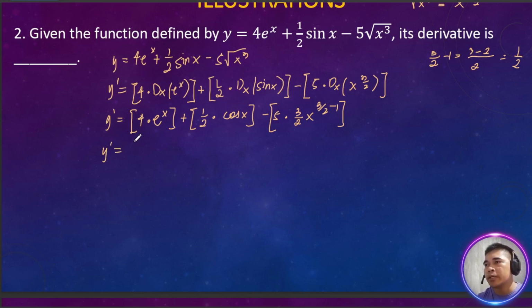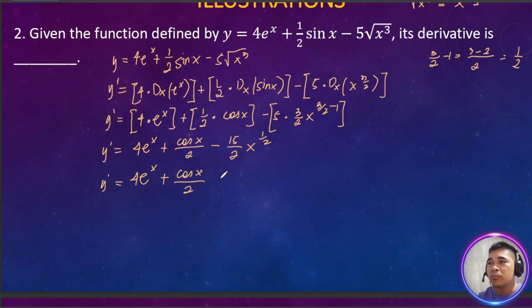Okay, simplify. So, 4 times e to the power of x, so 4e to the power of x, plus 1 half times cosine x, so we get cosine x over 2 minus 5 times 3 halves, so you get 15 over 2 times x to the power of 1 half. So simplify further, 4 times e to the power of x plus cosine x over 2 minus, so we have x to the power of 1 half, so we get 15 square root of x over 2. So this is the final answer.